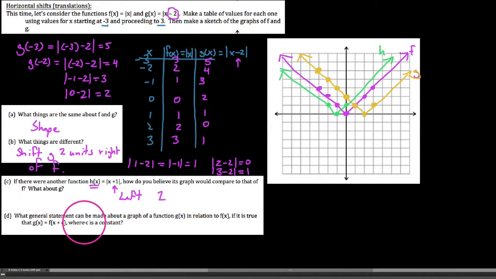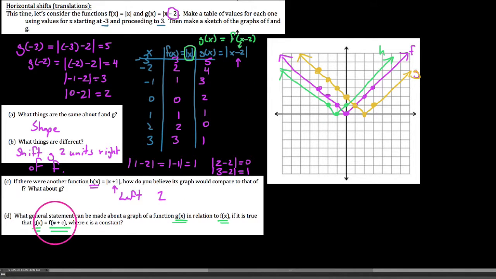So what statement in general could be made about the graph of a function g of x in relation to f of x if this is true? Remember up here that f of x was just the absolute value of x. And here we got g of x is the absolute value of x minus 2. What I really want to point out is g of x could really be said as f of x, where instead of x we plugged in an x minus 2 for x.